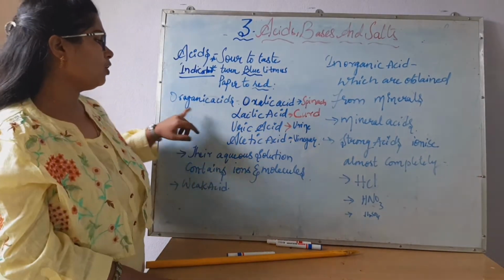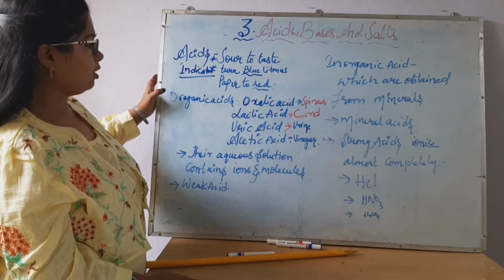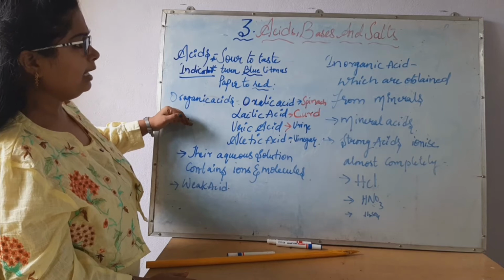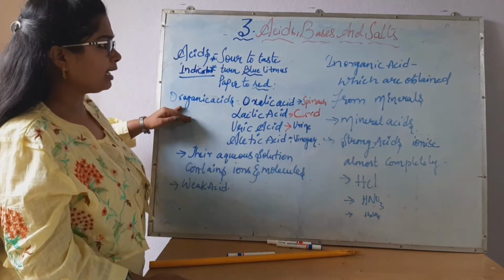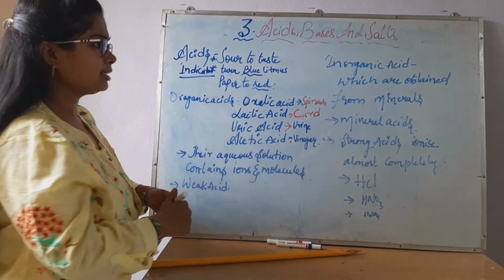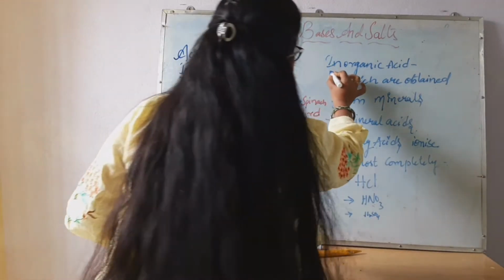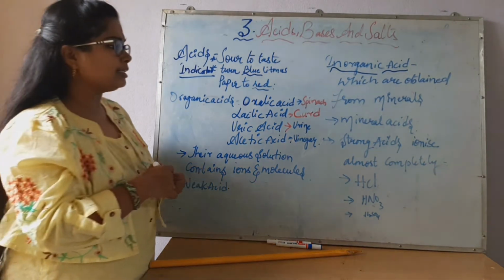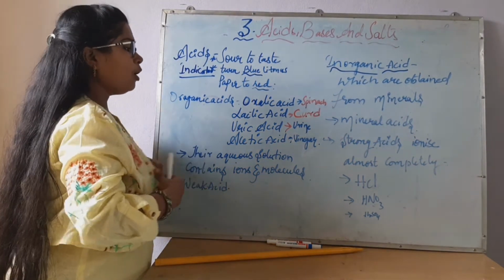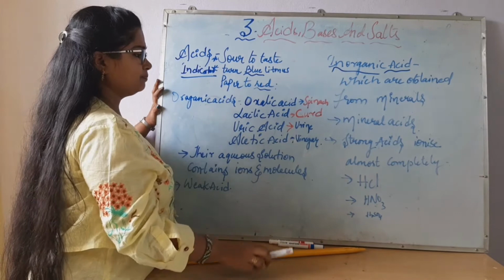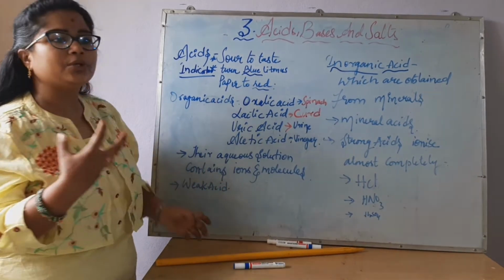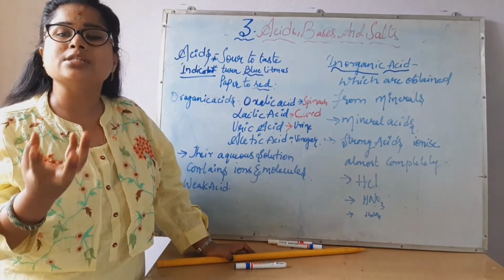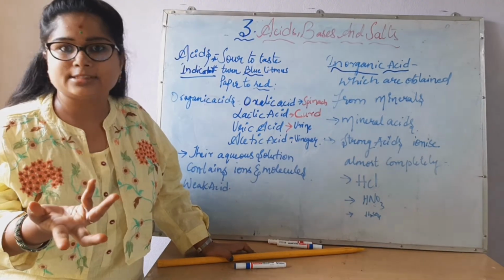Then see, the acids are of two types, isn't it? Mainly organic acids and inorganic acids. What are these organic acids and what are these inorganic acids? Organic acids are those which we get from the plants, isn't it? Those are the organic acids, you can say.